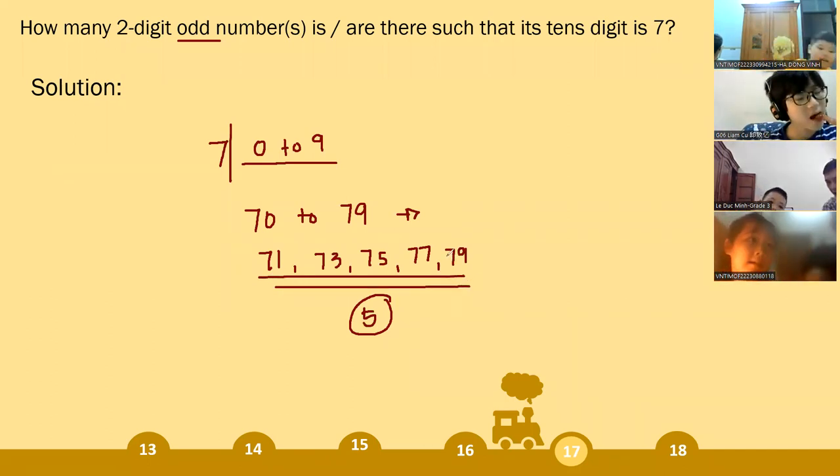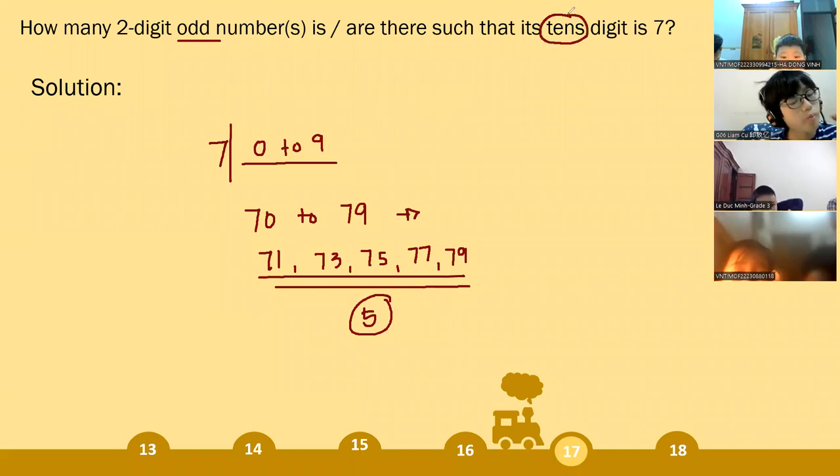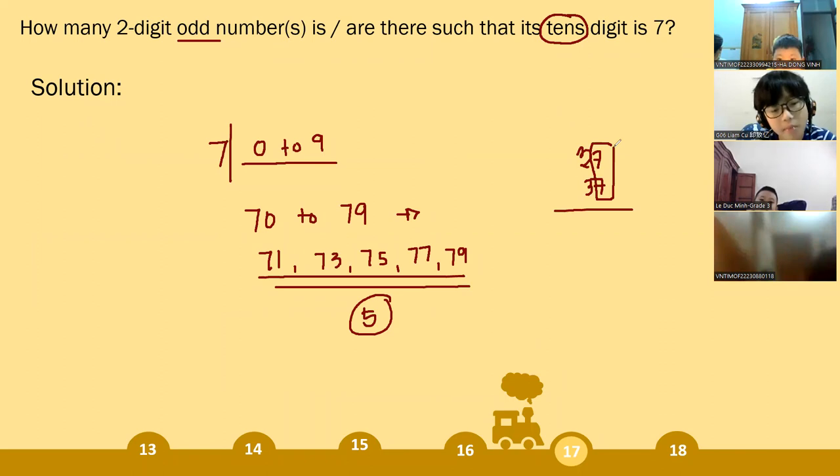So what about 70, 27, 37, 47, 57? Look at the question. It's tens. When you have 27, 37, where is the position of your 7? It's in the ones digit. Is it not allowed? Okay. Do you understand? Yes. Okay. Next.